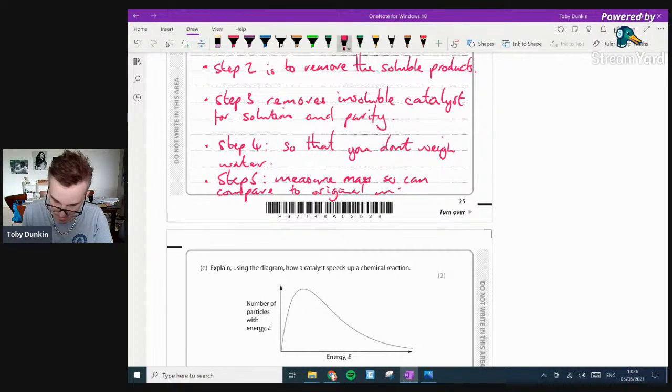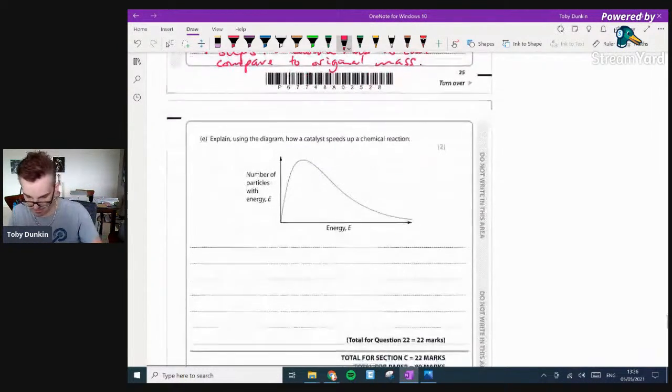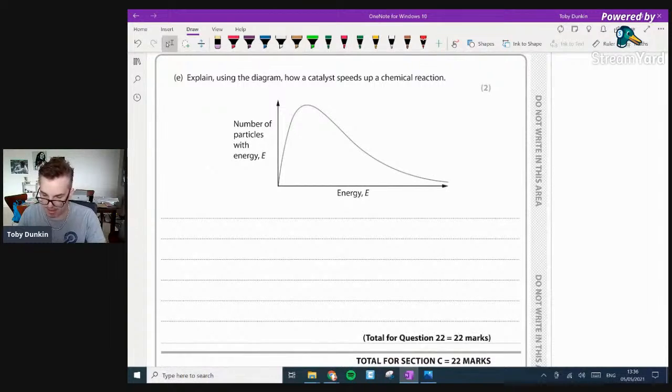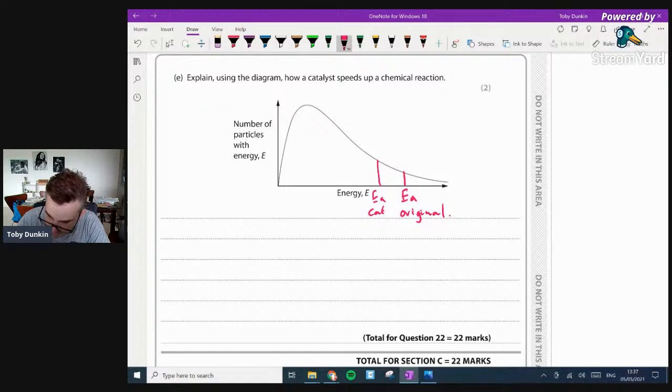Next, explain using the diagram how a catalyst speeds up the reaction. This is EA original. This is EA cat. You're wondering how I would do that.